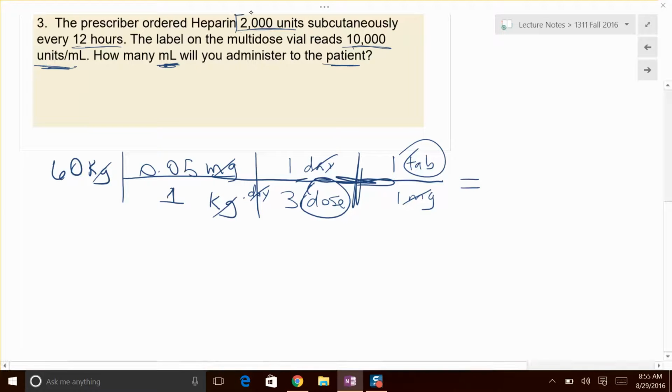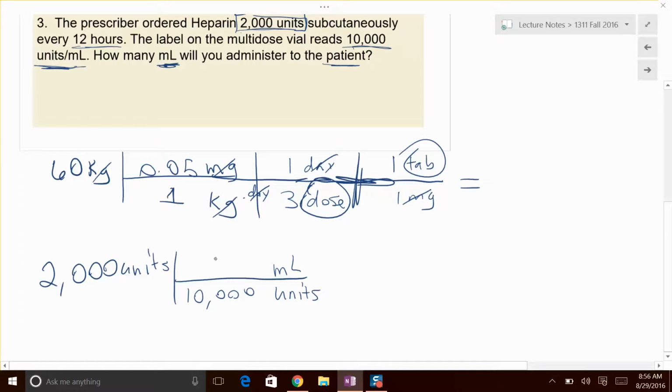Okay, so this is how much, 2,000 units every 12 hours. Okay, so I want to convert that 2,000 units into milliliters from units. So there's 10,000 units for every 1 milliliter. Okay, so you can already see that 2,000 units is going to be less than a milliliter, right?